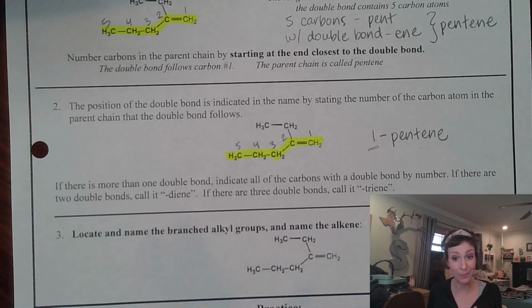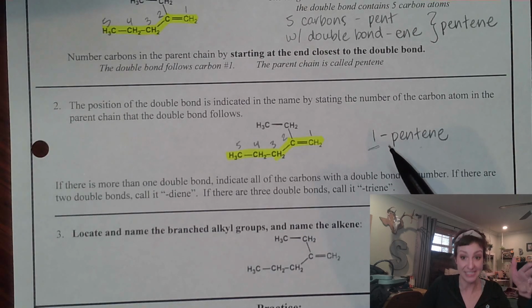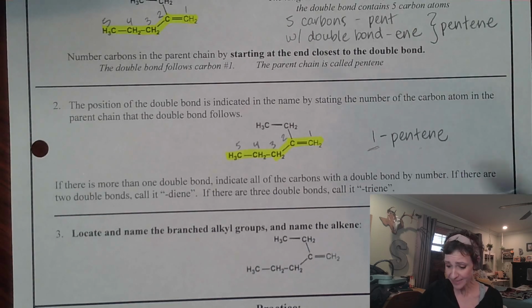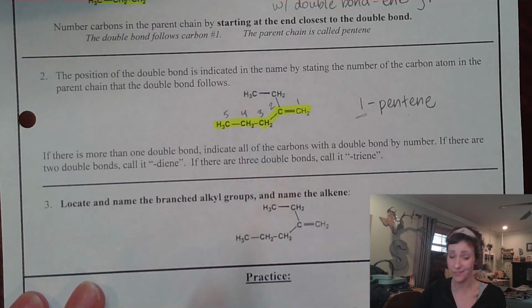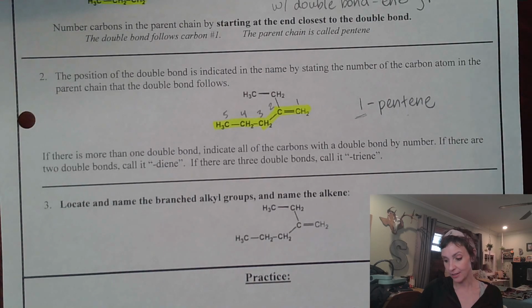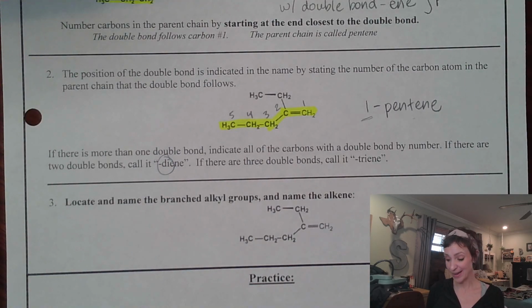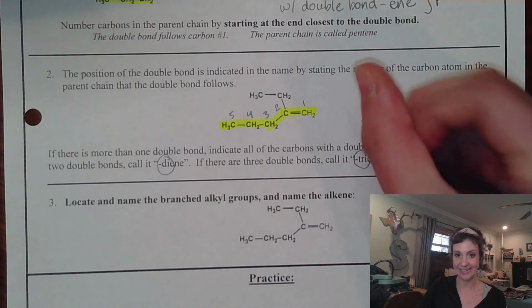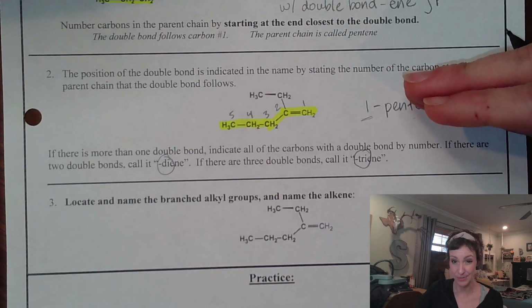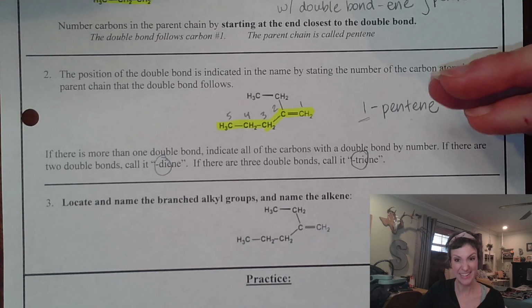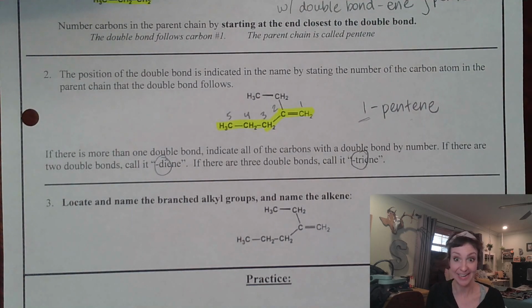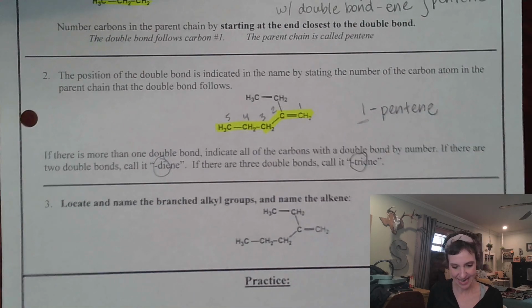And as I mentioned, there could be potentials for us having 2 double bonds or 3 double bonds in there, which if that's the case, you're just going to write all of the numbers of all the different carbons that those different double bonds follow, okay? So if there's more than 1 double bond, you're going to indicate all of the carbons with a double bond by a number. And if there are 2 double bonds, you actually call it not just ene, a diene. And if there are 3 double bonds, you're not just going to call it ene, you're going to call it a triene. We do not have that in this specific situation, but we will get to some example problems down here in a little bit where we can practice doing the dienes and trienes. It's kind of fun.